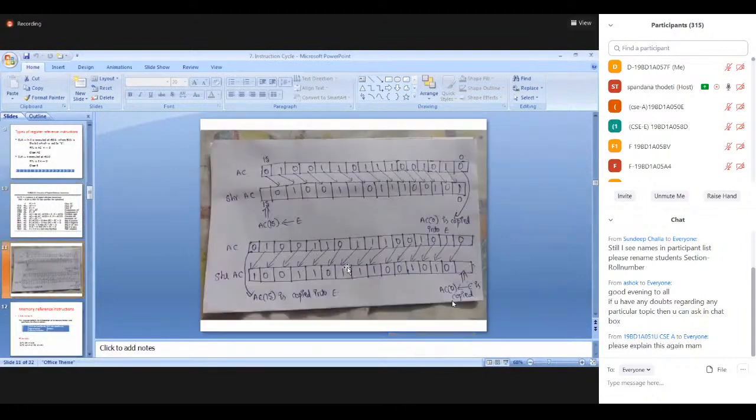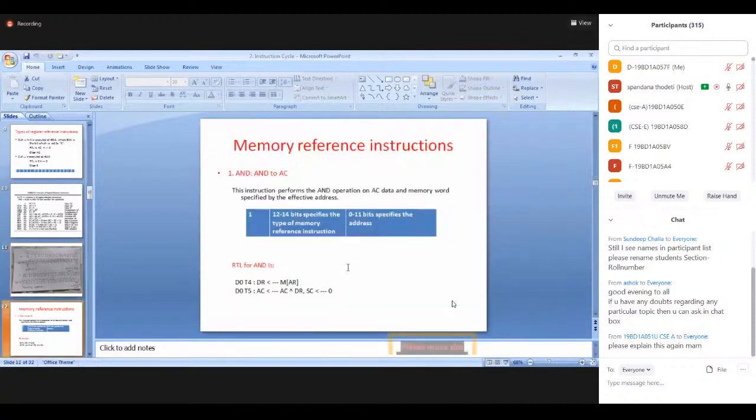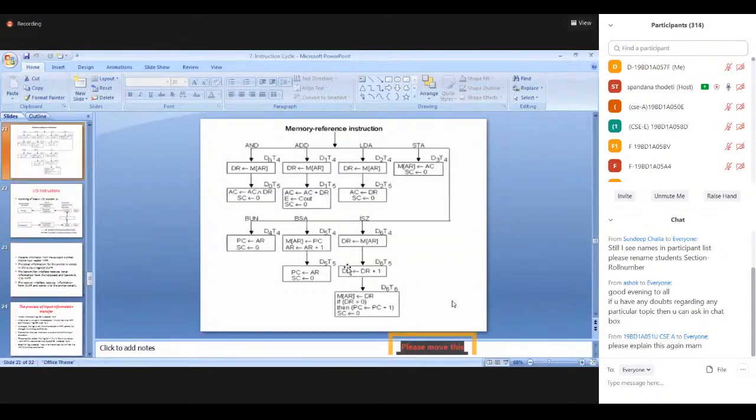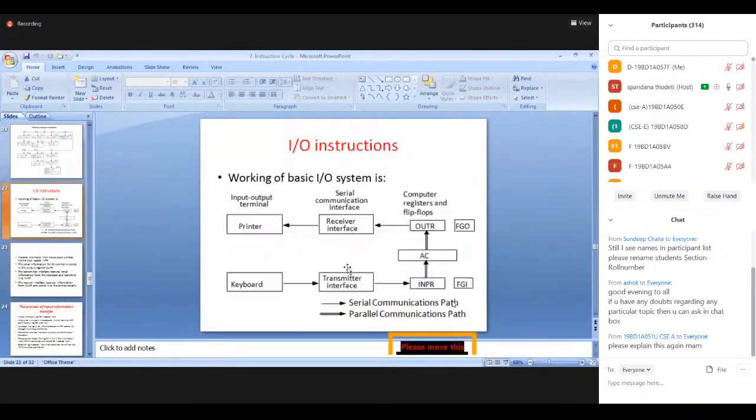Now I explained what the types of IO reference instructions are. Now we'll see IO reference instructions along with their register transfer languages. Before we discuss IO reference instructions, first we should know how the IO system works in the computer, how the input-output system is working.